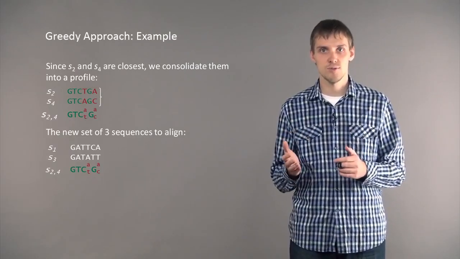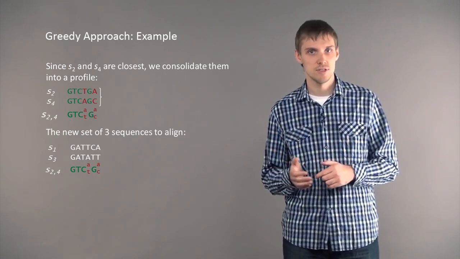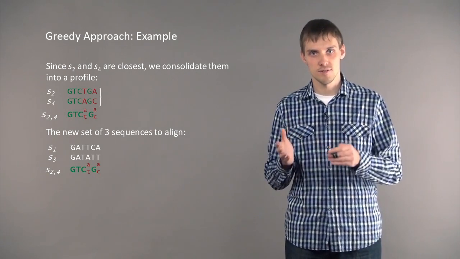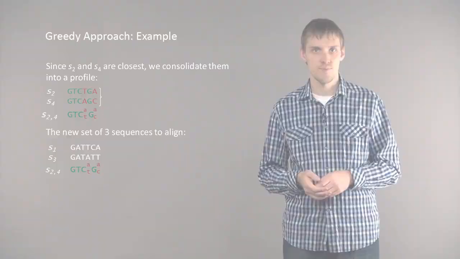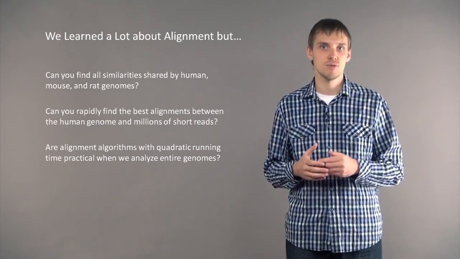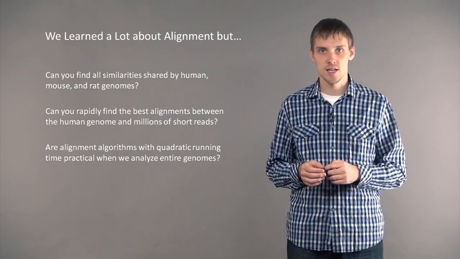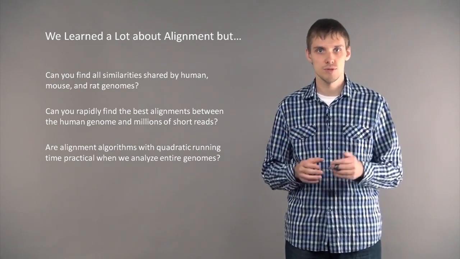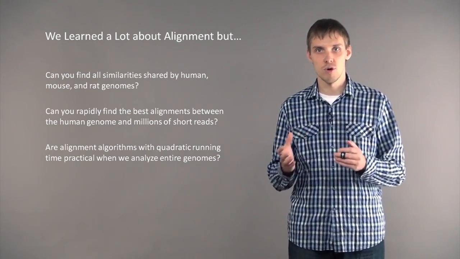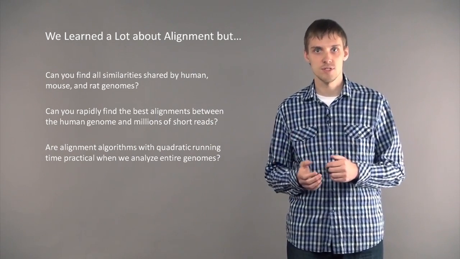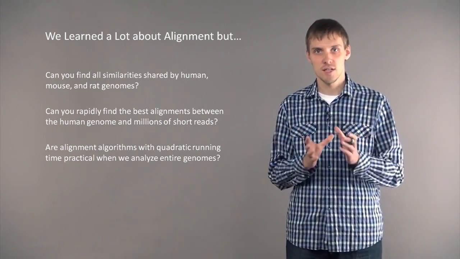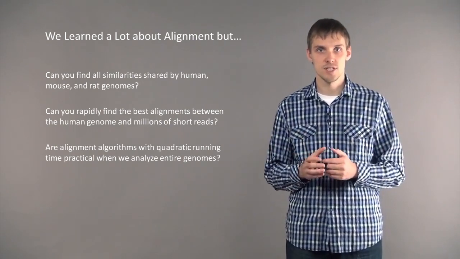This greedy algorithm is not optimal. It may find a non-optimal solution, but it will work fast and it will work on most real world cases. So today we learned a lot about sequence alignment. We learned how to find pairwise alignment in quadratic time and linear space. We learned how to use affine gap penalties, which represent the real world better for biological problems. We learned how to find global and local alignments. We learned how to find multiple alignment between many sequences at once.